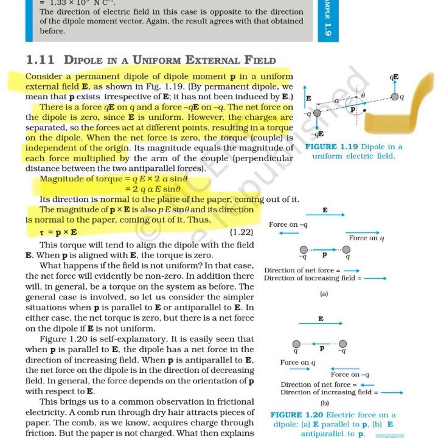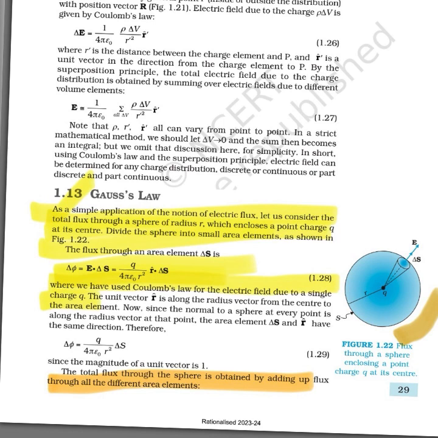Next, dipole in a uniform external field. Here some definitions are given, and you should also draw this diagram. And Gauss law, the most important topic is Gauss law. Along with the diagram you have to write up to where I have underlined it.